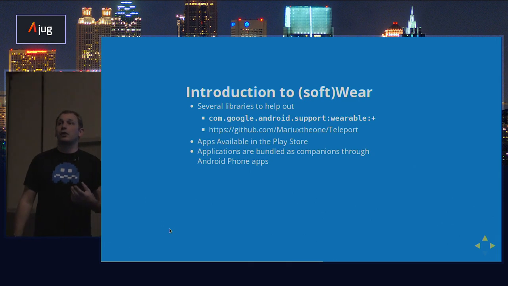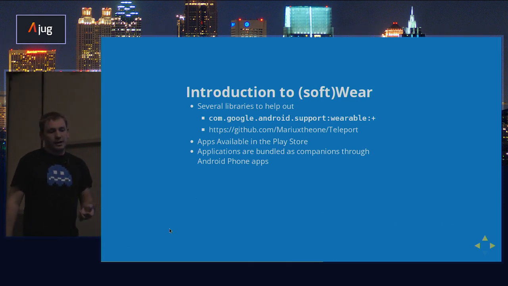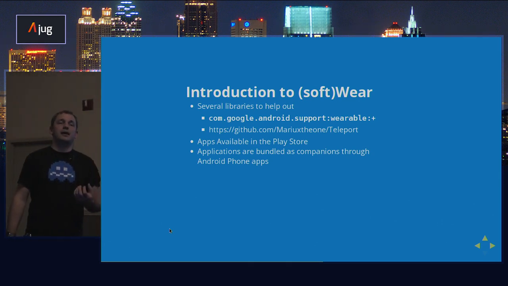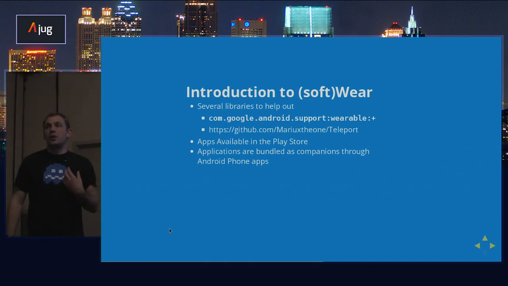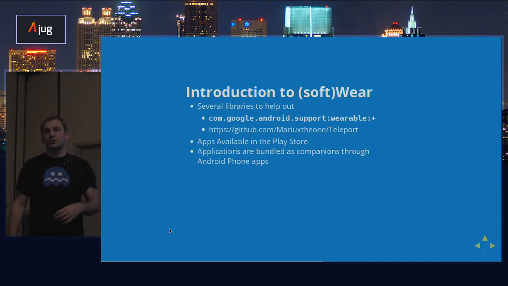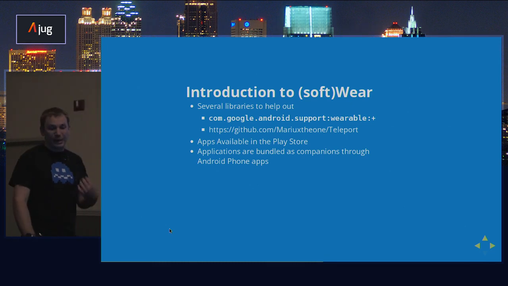Applications for Wear are available in the Google Play Store. They are bundled as companion applications with an Android app. So, for instance, if you use Evernote, when you download the Evernote application on your phone, if you have Android Wear paired with your phone, it will install the Evernote application on your watch as well, and that integration will happen seamlessly and quickly.